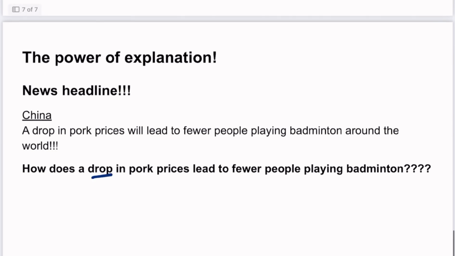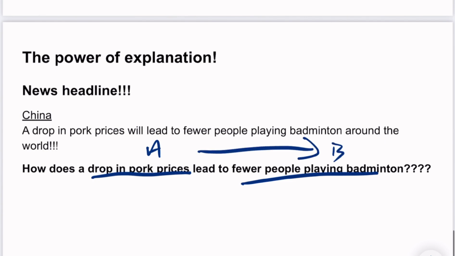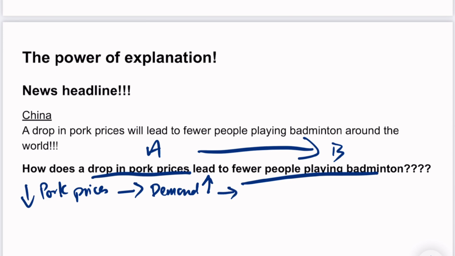So how does a drop in pork prices, this is A, lead to fewer people playing badminton, B? I want to know the process behind it, right? This is so seemingly unrelated, right? A drop in pork prices and playing badminton. How is it possible? Let's take a look here. A drop in pork prices means that the demand for pork will go up, increase, right? This would mean that farmers would rear more pigs. More pigs.